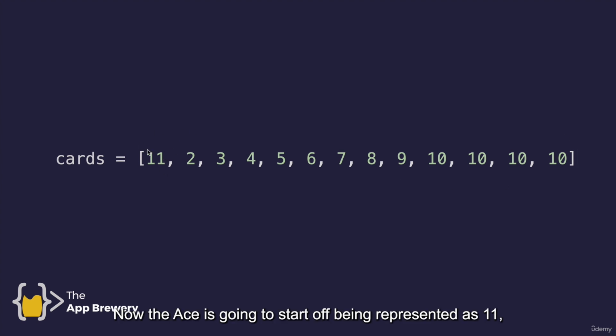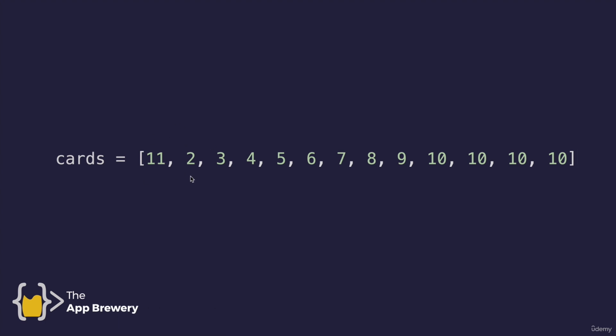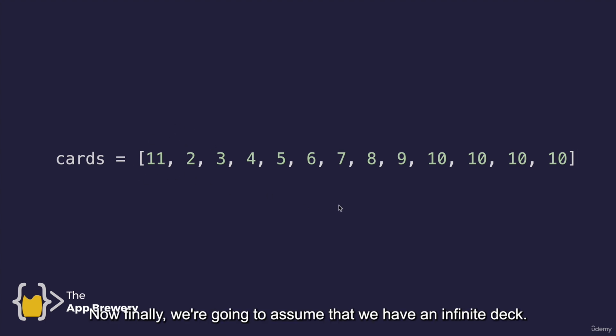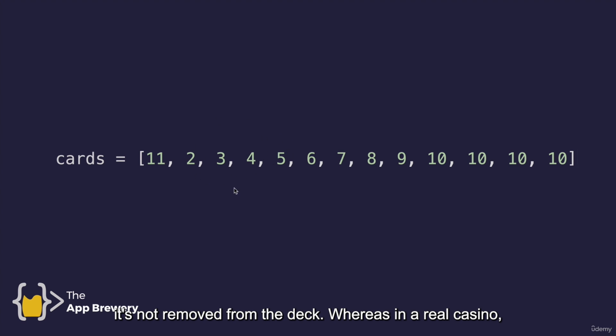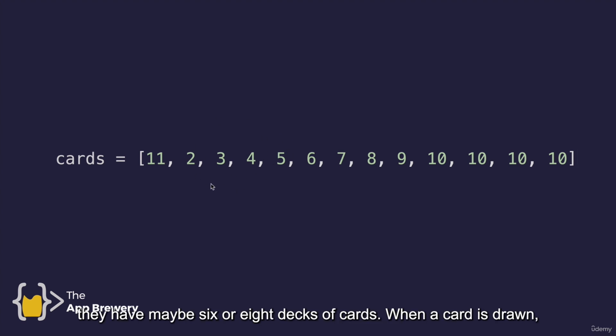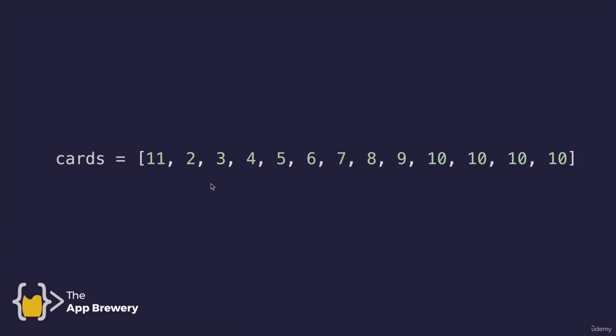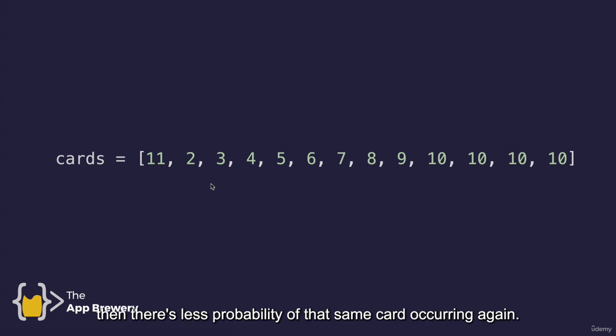Now the ace is going to start off being represented as 11, and it's going to count as 11 until the user goes over 21. Finally, we're going to assume that we have an infinite deck. So it means that when a card is drawn from the deck, it's not removed from the deck. Whereas in a real casino, they have maybe 6 or 8 decks of cards. When a card is drawn, then there's less probability of that same card occurring again.